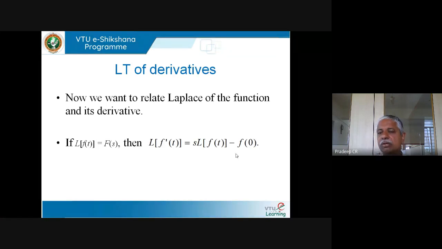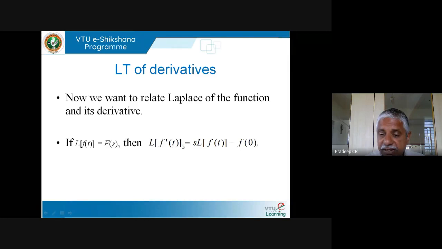It is not very straightforward because this uses differentiation under the integral sign, the Leibniz rule of integration. So please go through it sometime if you want to. Otherwise, for your examination purposes, you need to remember this formula. L of f dash t is s L f(t) minus f(0). f(0) means the value of f at 0. Sometimes it may be 0, it may not be 0. In general, this is the formula.